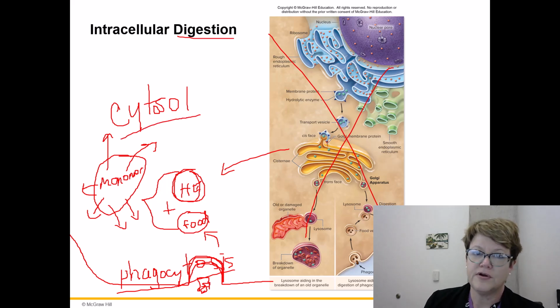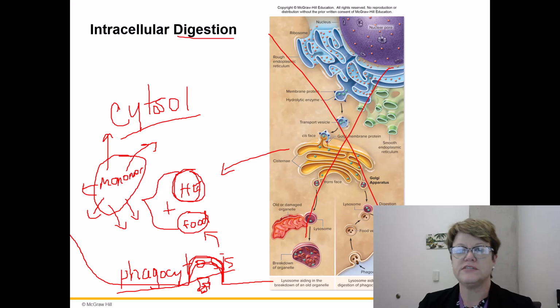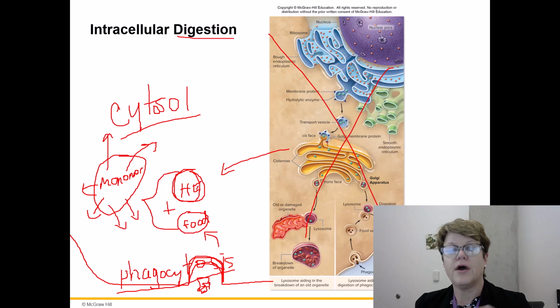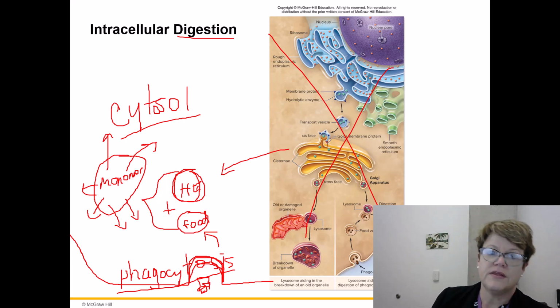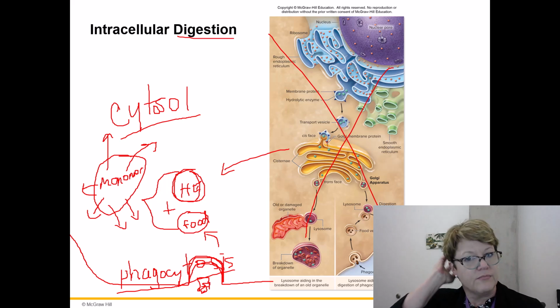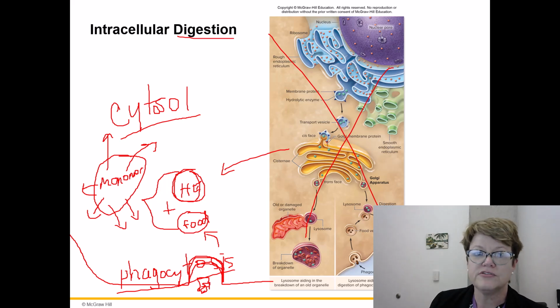Then what's not part of intracellular digestion, but the reason the cell does this, is now it has monomers available and it can build new macromolecules from the monomer subunits that it brought in and digested down. So this is how the cell gets its monomer units. It brings them in and then breaks them down from polymers to monomers and then releases them into the cytosol to use. So this is called intracellular digestion.